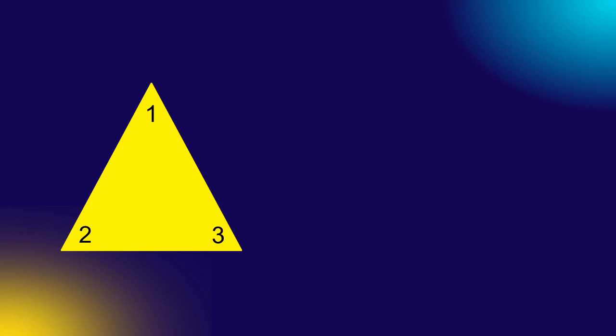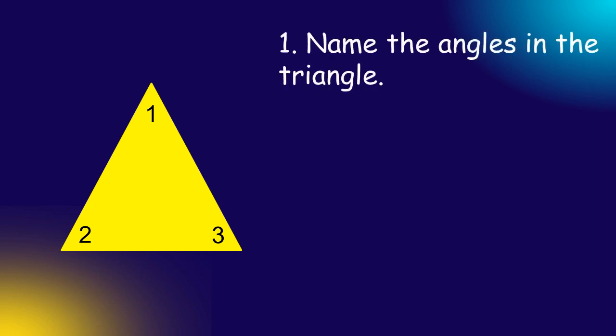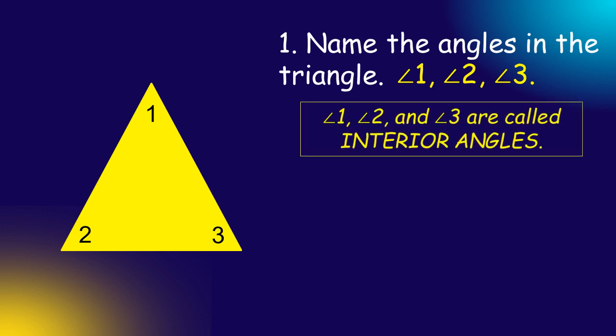To continue with, let us consider this triangle. Name the angles in the triangle. Very good. The angles in this triangle are angle 1, angle 2, and angle 3. Angle 1, angle 2, and angle 3 are called interior angles. Basically, they are called interior angles because they are inside the triangle. Interior, inside. So that will be our clue.